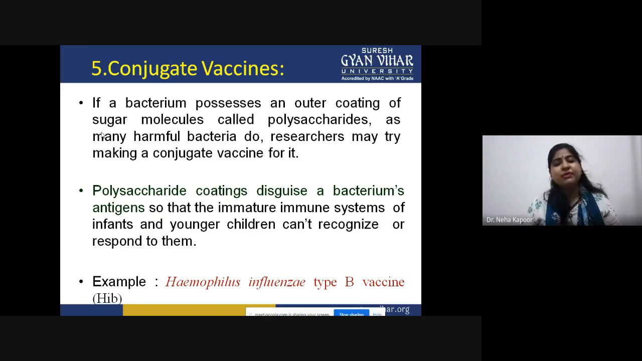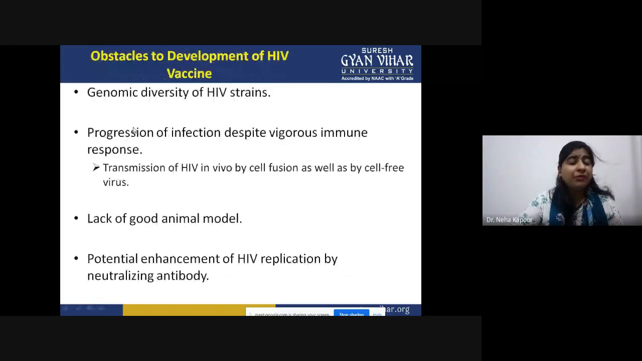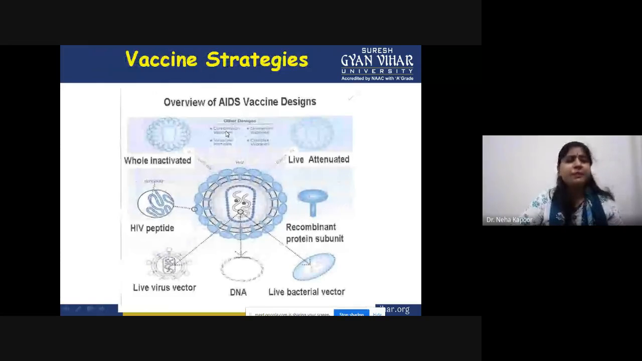For example, Haemophilus influenzae type B vaccine, that is HIB. However, there are many more vaccines in the pipeline. HIV vaccines, there are many obstacles to it. For example, genomic diversity of HIV strains, the progression of infection despite vigorous immune response, and the good animal model is not there so as to check the immunogenicity, and the potential enhancement of the HIV replication by neutralizing antibodies also. However, there have been many vaccine strategies. For example, whole inactivated cell is being used, live attenuated HIV, peptide, live virus, DNA, recombinant protein peptide.